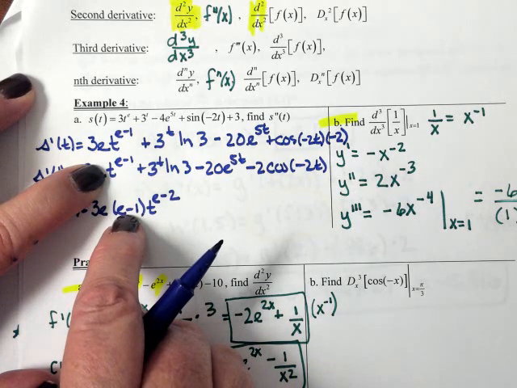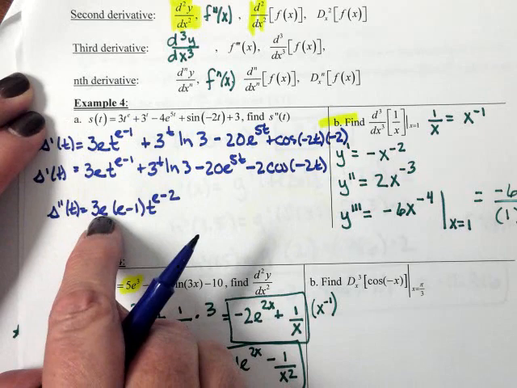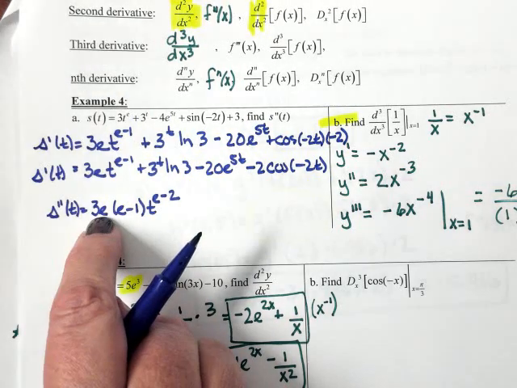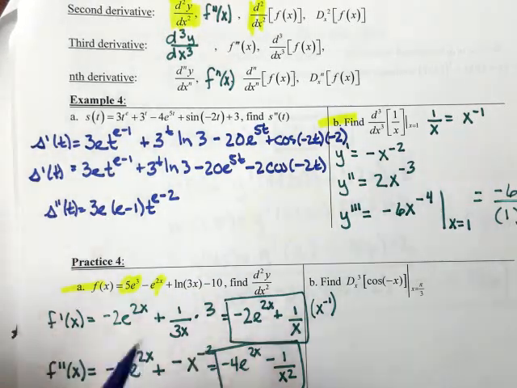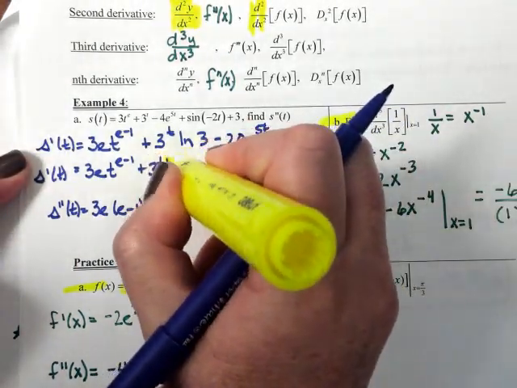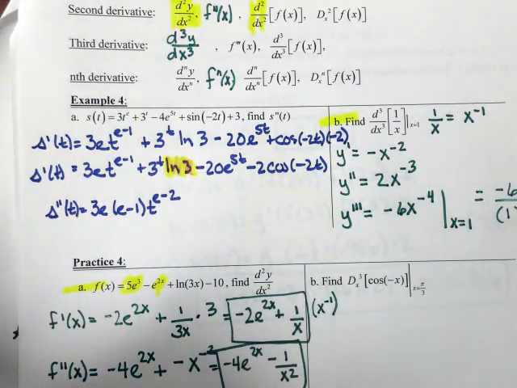Again, pull down that e minus 1 and subtract 1 from that exponent. And then that 3e, again, I'm just using that constant multiple rule of derivatives, I just pulled that out. Now remember, this is not going to be a product rule. Natural log of 3 is just a constant.